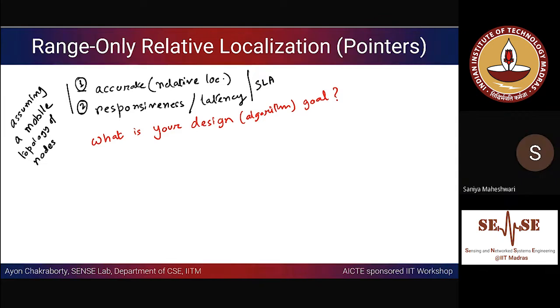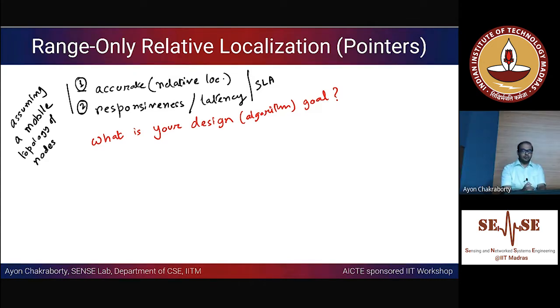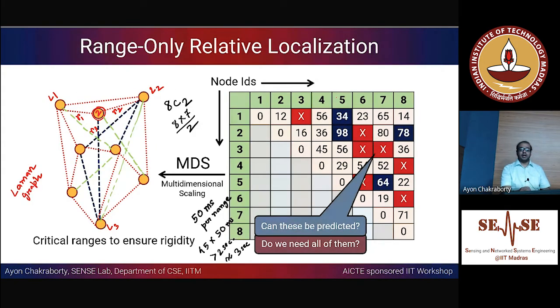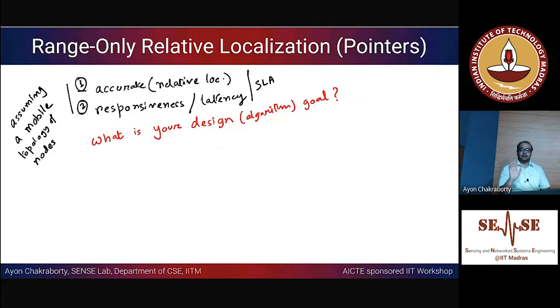Sir, you should try to find the minimum number of ranges which are required to give a rigid graph. Okay, true. Anything else? So that is what I have mentioned, right? Why are you saying minimum? It has to be connected, right? If you try to connect those dots, you will get it.